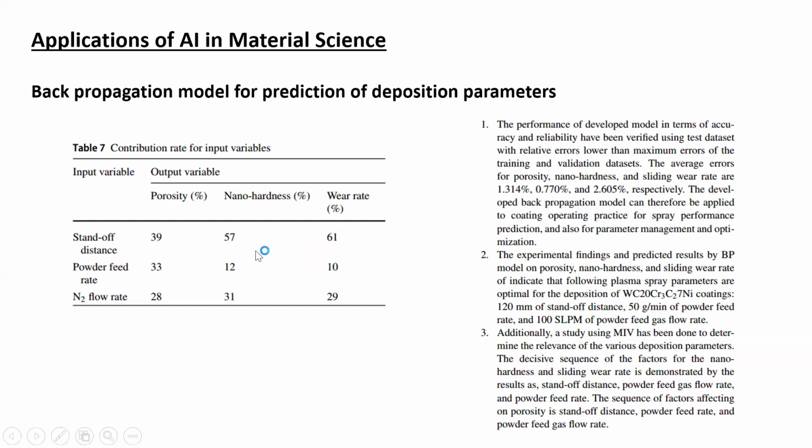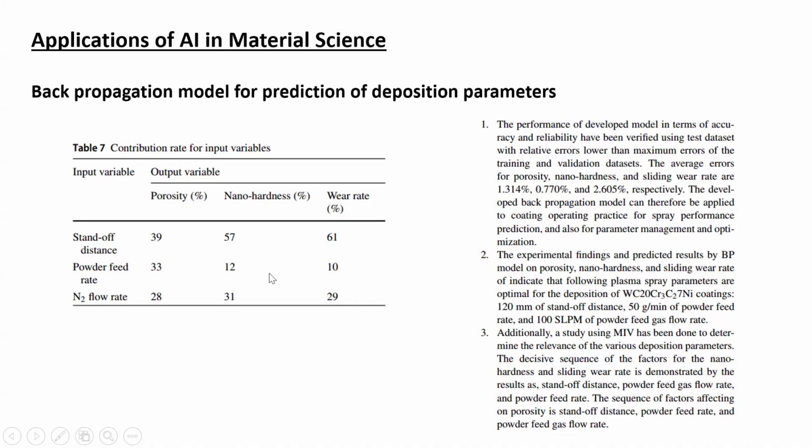And this is what I was telling you about the ranking that we are going to do, meaning which is the most important parameter affecting the output. Here we can see the standoff distance affects the wear rate the most, 61% on the wear rate. Suppose I want a longer life of the healthcare equipment, I have to reduce the wear. That is quite obvious. So if you want to reduce the wear, you have to control the standoff distance.